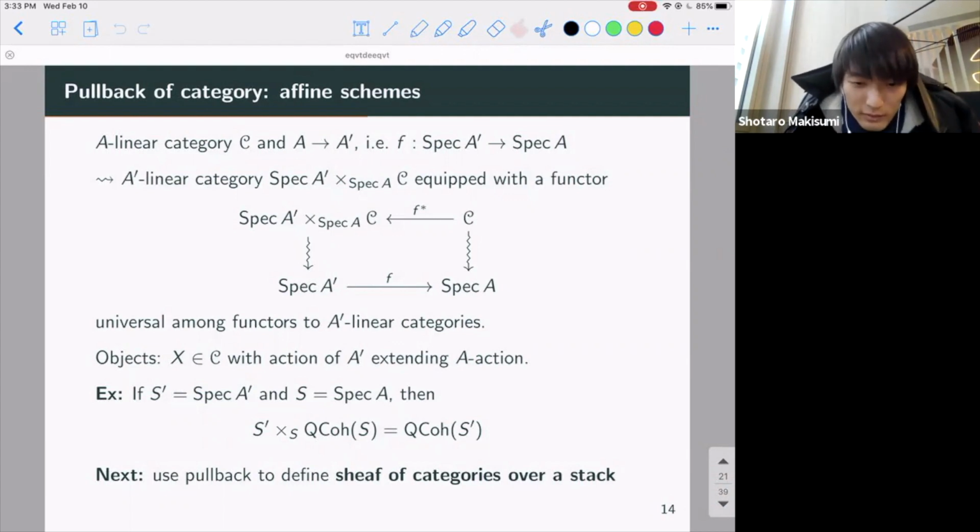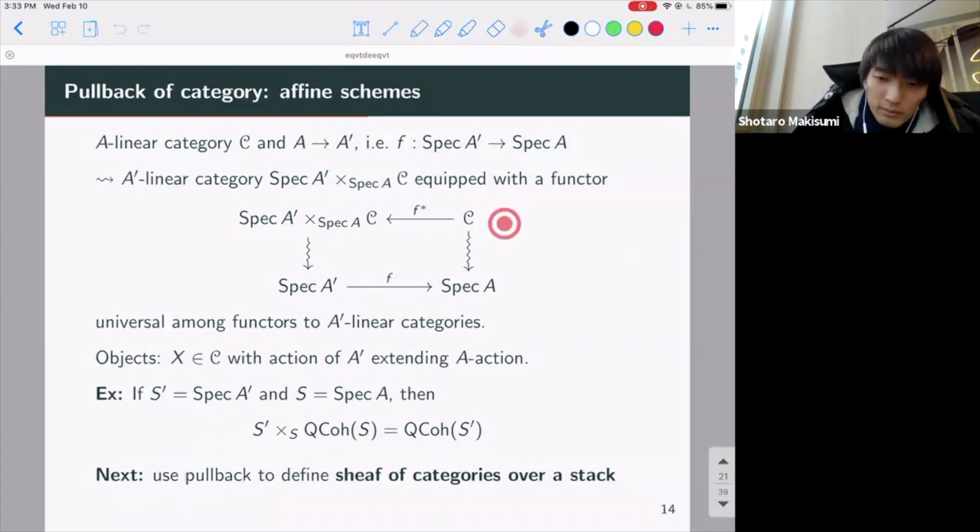So I want to go now in the direction of what is a sheaf of categories over a stack, as opposed to just a category over a stack. And to do that, I need to really understand pullbacks of categories just on affine schemes. So say I have a category C over spec A, so an A linear category, and I have an algebra map from A to A prime. So a map of spec in the other direction.